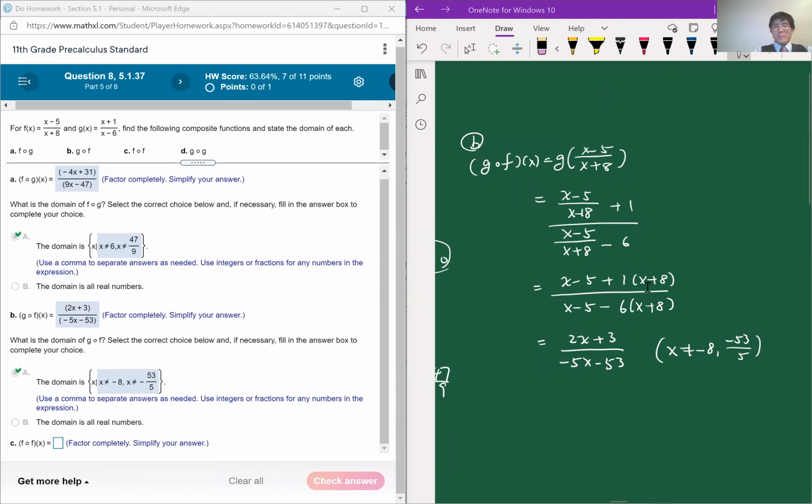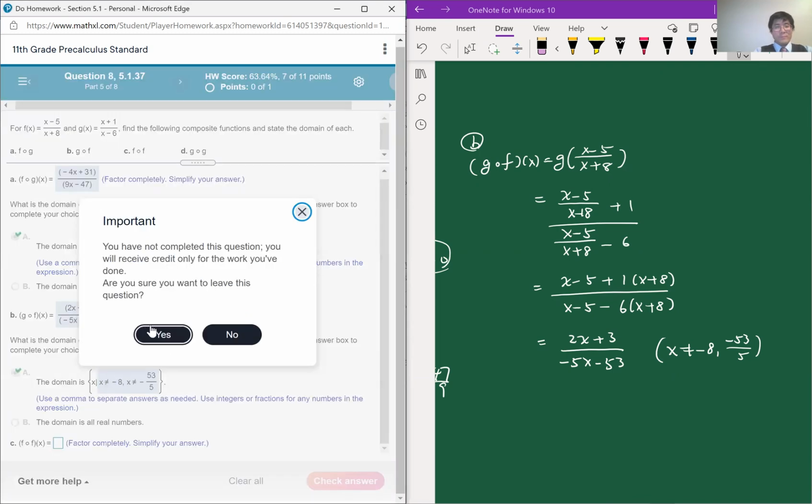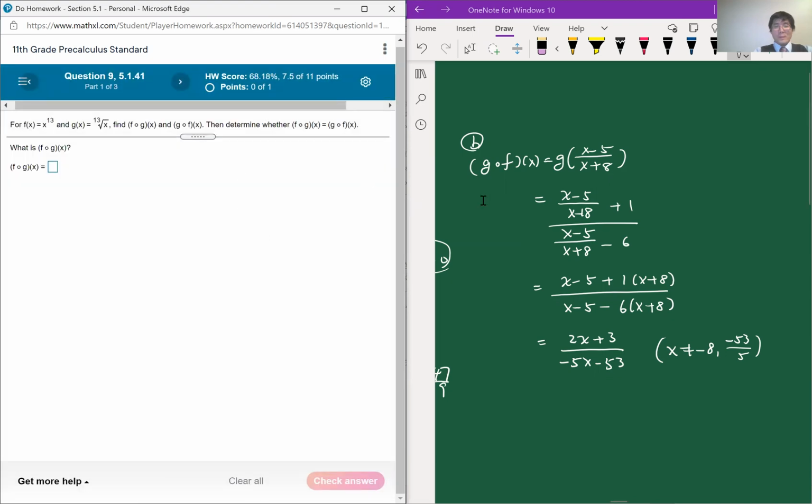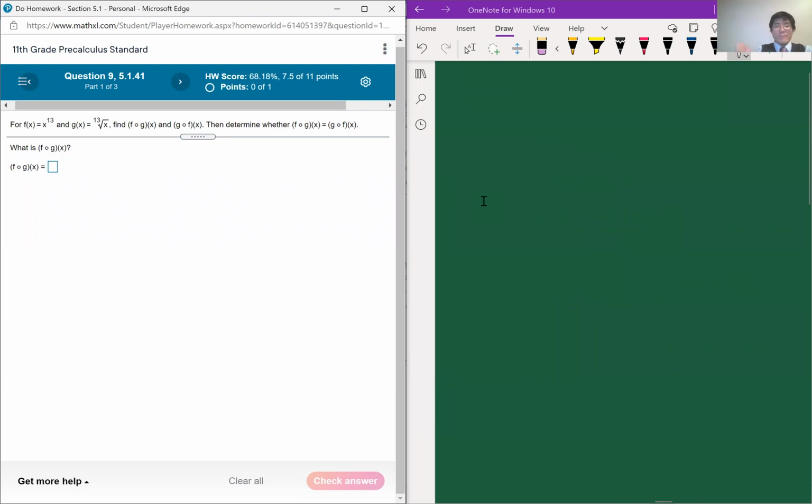So part B will be something like this. I'm going to do similarly for C and D, but I'm going to skip the explanation for now. Let's move on to the next problem. Okay, number 41.